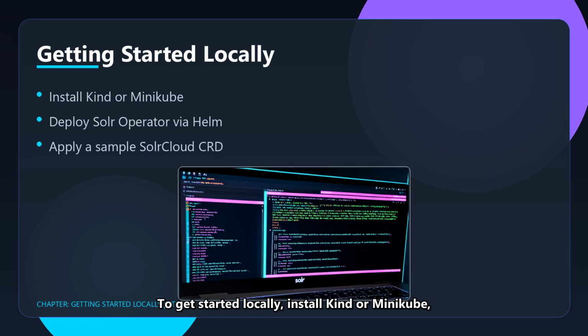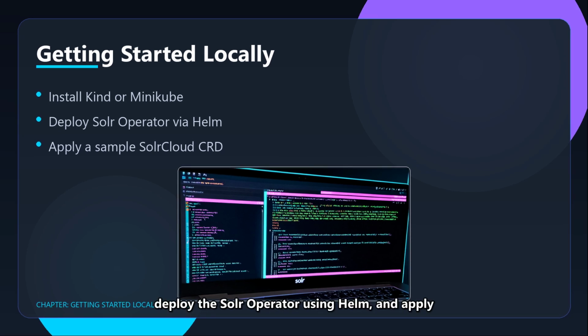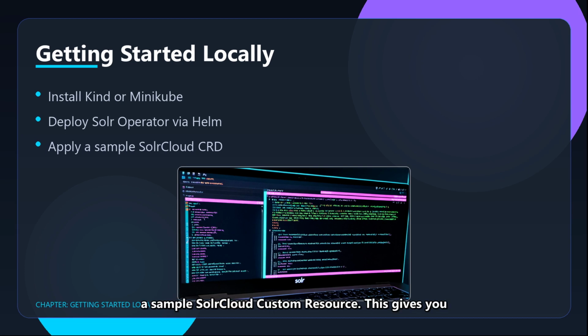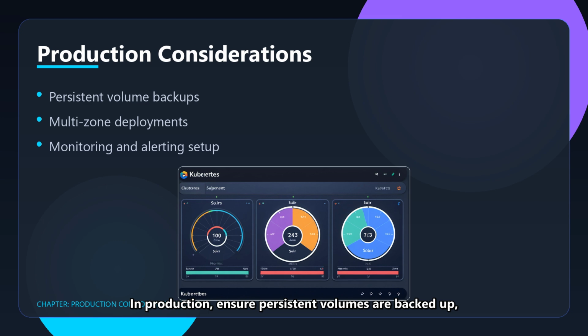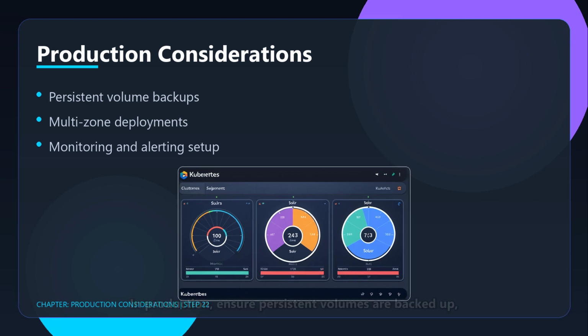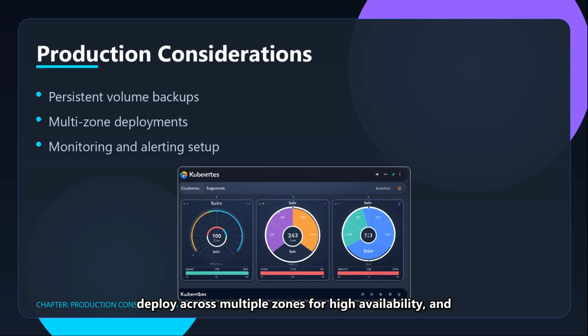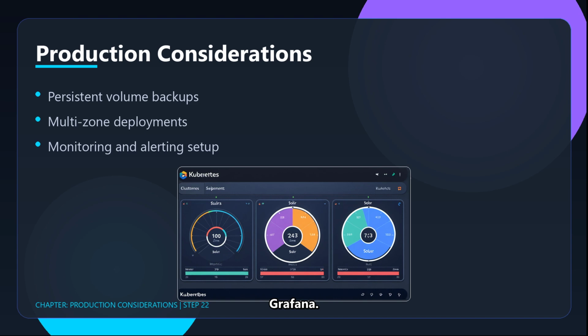To get started locally, install Kind or Minikube, deploy the Solr Operator using Helm, and apply a sample SolrCloud custom resource. This gives you a fully functional Solr cluster in minutes. In production, ensure persistent volumes are backed up, deploy across multiple zones for high availability, and set up monitoring and alerting with Prometheus and Grafana.